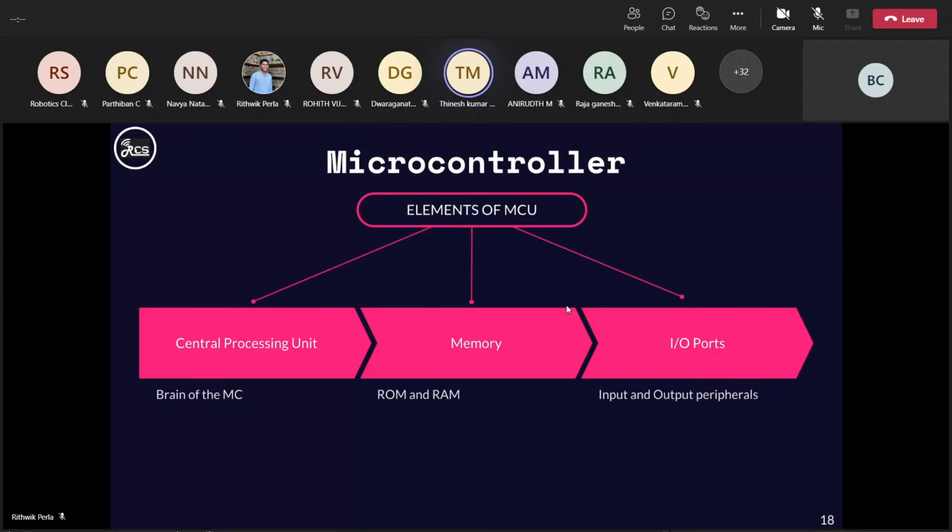Next, moving on to memory. Yeah, there should be a memory to store the programs, the way it should perform, right? There should be a set of instructions stored somewhere. So we need a memory unit for that. So the memory unit is divided into two parts. As we all know from our mobile phones, we have a read-only memory and a random access memory, the so-called ROM and RAM.